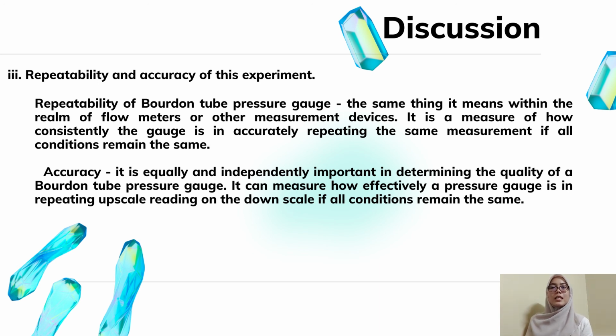Next, accuracy is similar to repeatability, which is equally and independently important in determining the quality of a Bourdon tube pressure gauge. It measures how effectively a pressure gauge repeats upscale readings on the downscale if all conditions remain the same. That's all from me. Thank you. We move to the next presenter.